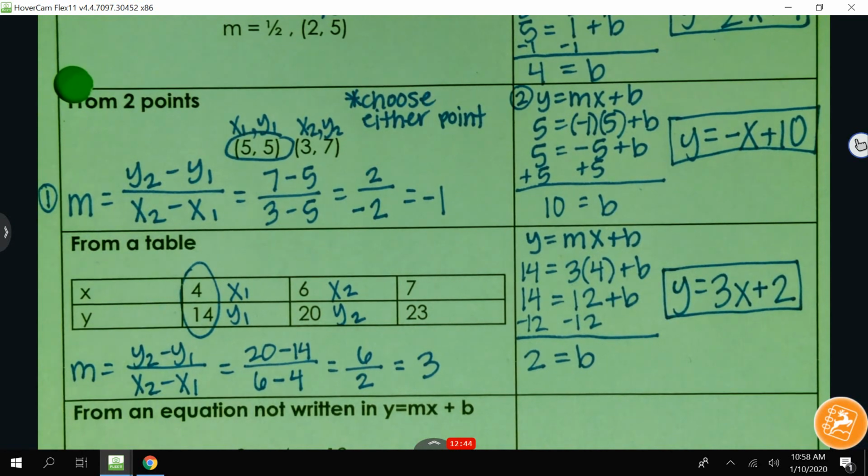Questions? It's not too bad if you can just remember what steps you need to do first. So find your slope first, and then take that m, x, and y, plug it into the formula for slope-intercept form to find b. And then all you need is that m and that b to plug it back in for your final equation. Okay.